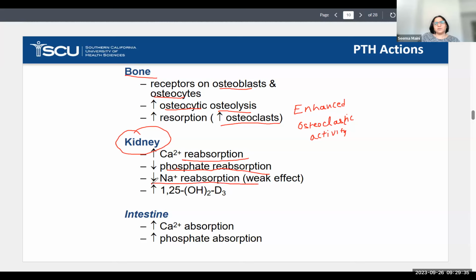This effect you can ignore right now. It doesn't have much role to play in sodium reabsorption, so let's not concentrate on this. Okay. But this is very important: it increases the levels of 1,25-dihydroxy D3. In the intestines, it causes calcium absorption and phosphate absorption through vitamin D. Indirect. Okay, make sense?